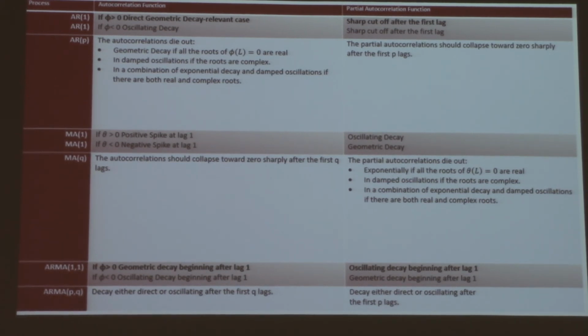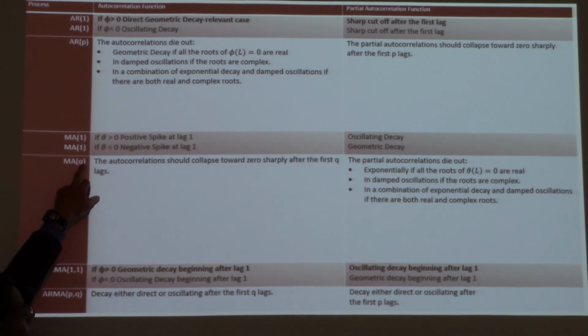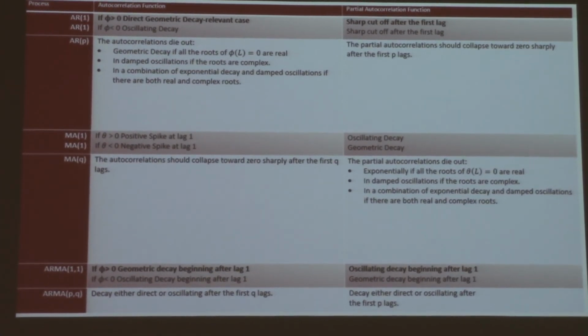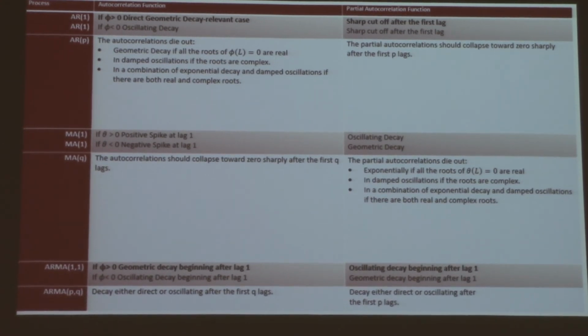For higher order autoregressive processes, you're going to get some combination of geometric decay, either one-sided or damped oscillations, or a combination of the two. And for the partial autocorrelation coefficients, they should collapse towards zero after the pth order, which is the order of your autoregressive process. For higher order moving average processes, the autocorrelation coefficients should collapse towards zero after whatever the order q is. The partial autocorrelation coefficients should die out in a decaying fashion, either exponentially, or in an oscillating fashion, or in some combination of the two.